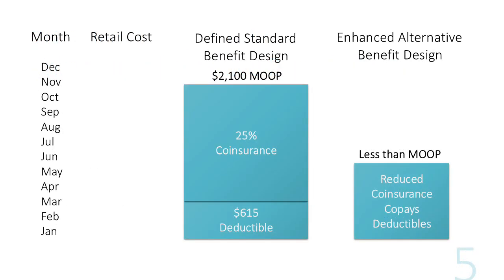The standard benefit design is used by all Part D plans to calculate the maximum out-of-pocket costs, regardless of each plan's deductible, coinsurance, and copays. In 2026, the defined standard benefit design includes the $615 annual deductible and the 25% coinsurance until the $2,100 maximum out-of-pocket cap is reached.